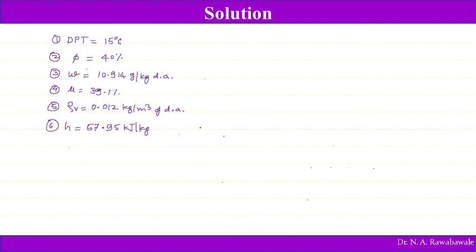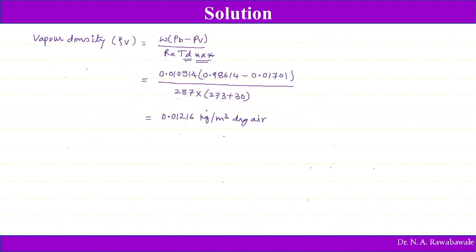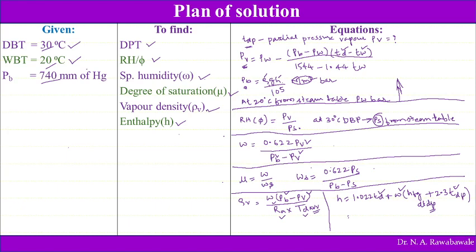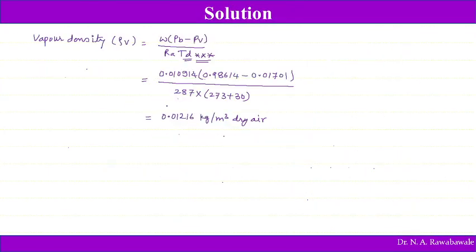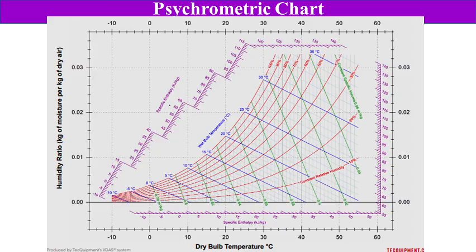So now next, we'll compare this data with the psychrometric chart. What is given in this problem? The dry bulb temperature and wet bulb temperature are given. Dry bulb temperature is 30, wet bulb temperature is 20 degrees Celsius. Corresponding to these two, we'll find some information from this psychrometric chart.